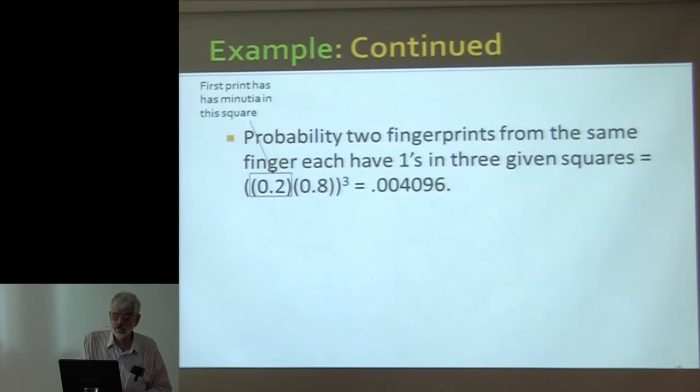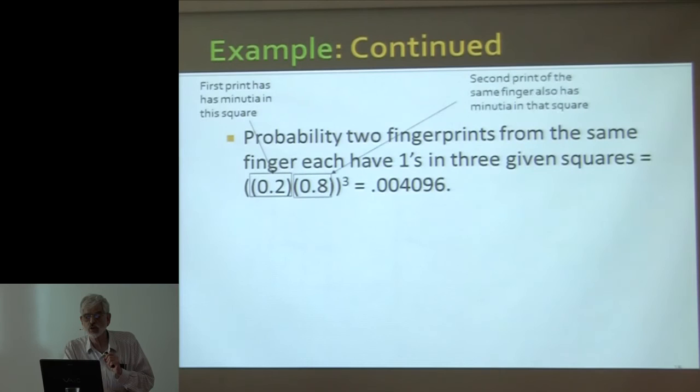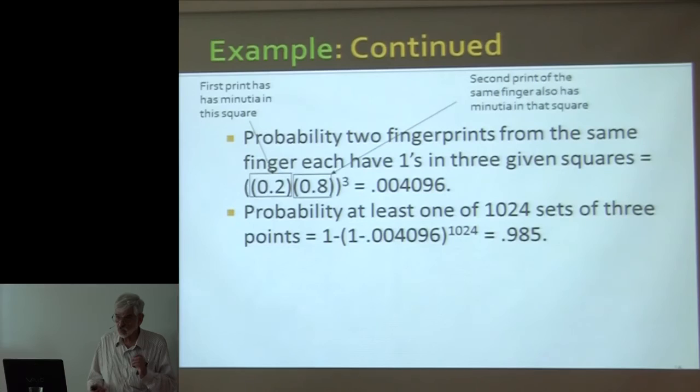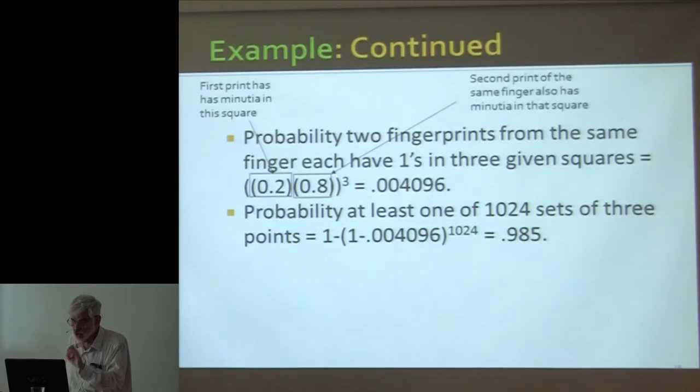I guess I sort of explained this. The 0.2 raised to the 3rd power is the probability that the first print gets thrown into the bucket for this set of 3 grid squares. And then the 0.8 says that the second one also gets thrown into that bucket. Now, again, if 2 fingerprints are the same, what is the probability that at least one of 1,024 sets of 3 points will have all those grid squares covered by both? In other words, that these 2 fingerprints will actually get thrown into the bucket in common.